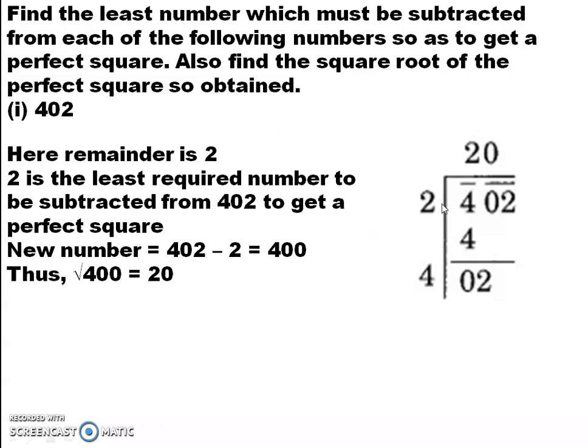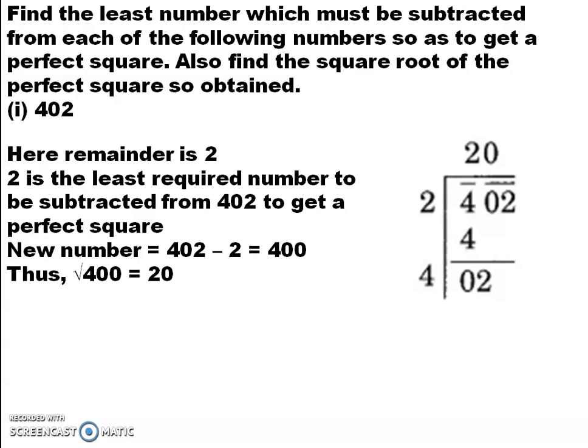Let's see why we are saying that. 402 minus 2. What will you get? 400. You know that 400 is the square of 20. So in one step, you will get the answer for both the questions. Which is the least number and which is the square root? 2 is the least number and 20 is the square root of the new number obtained. Isn't the subtraction problem easier than the addition problem?